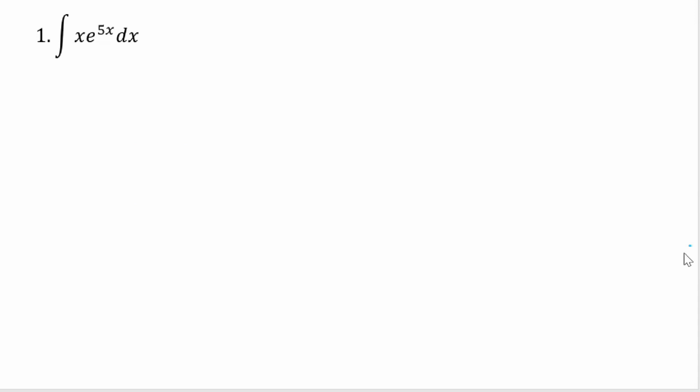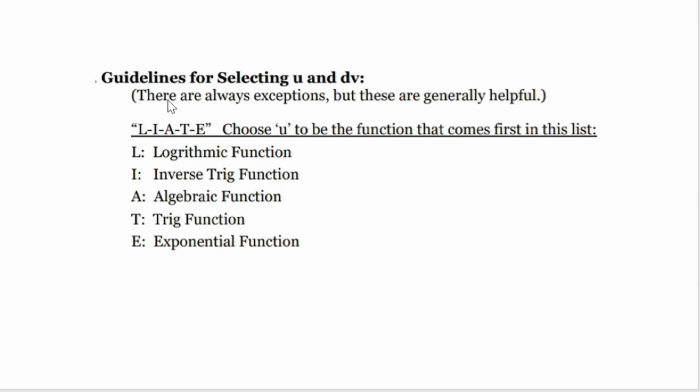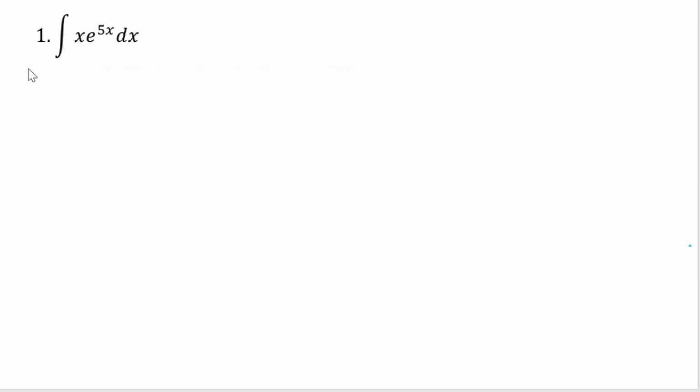For number 1, we have the integral of x e raised to 5x dx. In that case, we are comparing the algebraic function to the exponential function. According to the guidelines using the acronym LIATE, between algebraic function and exponential function, A comes first in the acronym. Therefore, u here is our algebraic function, so u is equal to x, and dv is the remaining terms, which is e raised to 5x dx.